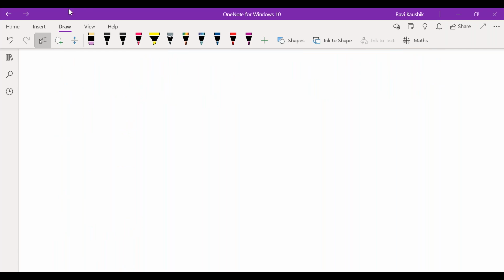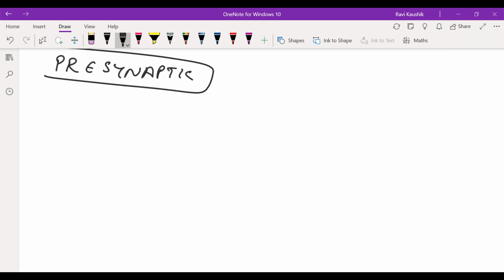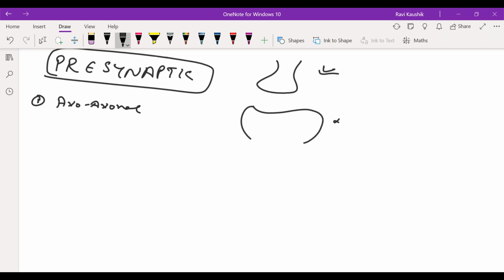Now let us talk of the presynaptic inhibition. This is, I would say, simpler. It is again extremely easy to understand. You are not concerned here with the postsynaptic side, you are more concerned now with the presynaptic membrane or presynaptic terminal. So before the signal even reaches the synapse, there is inhibition happening. It can happen in axoaxonal synapses.